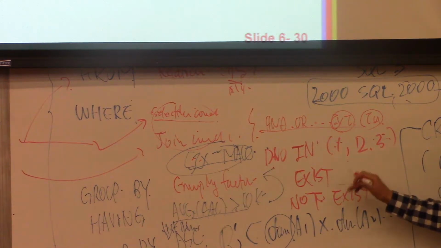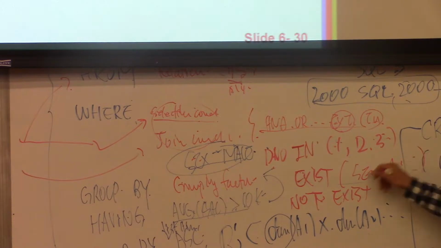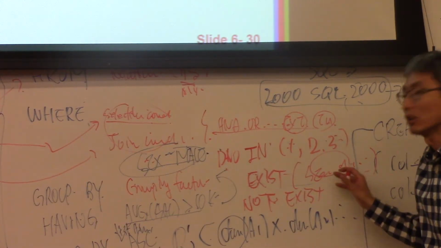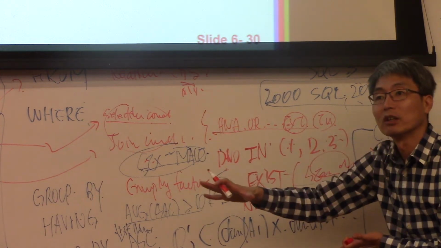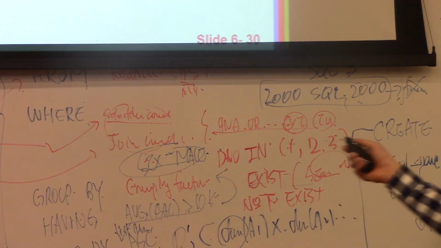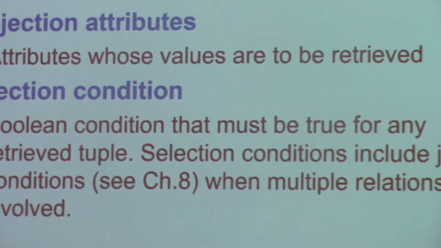Exists: from the select DNO query, if any returned data exists, it's true. Not exists is the opposite. Okay, so these are the set operations with the logical comparison. You will see such examples in the exercise lab.